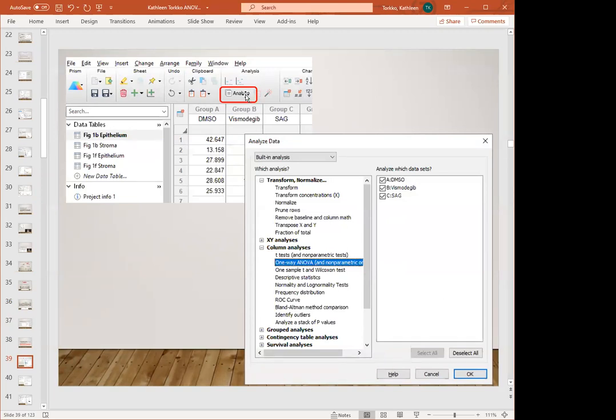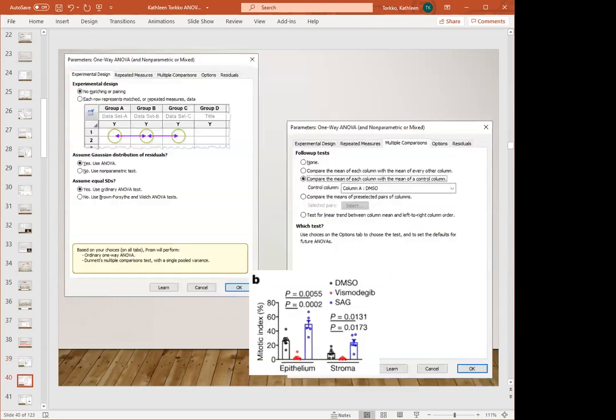So you go to Analyze, you ask to do the one-way ANOVA. You have all your boxes checked. If you just had 2, it's going to tell you, are you sure you want to do the ANOVA? You should do a t-test, but we have all boxes checked. There's no matching. This is independent. We're going to use the ANOVA.